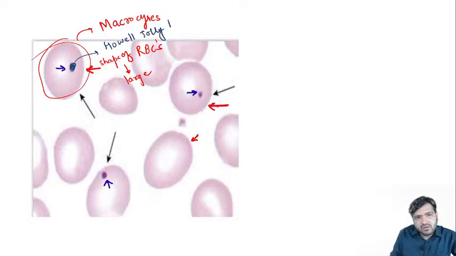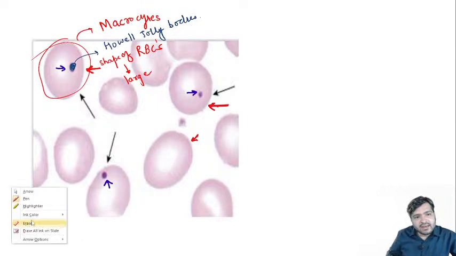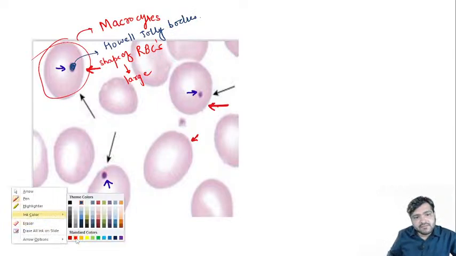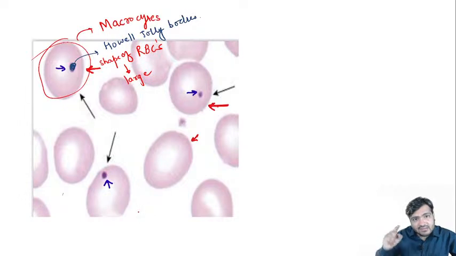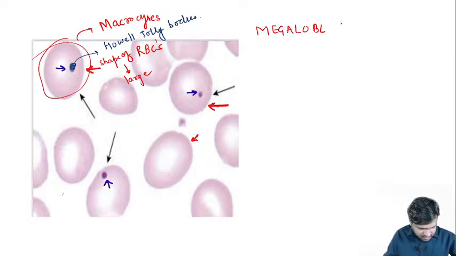Howell Jolly bodies, I already told you, these are the remnants of the nucleus, and the structure in which you will find the macrocytes along with Howell Jolly bodies is the microscopic image of megaloblastic anemia.